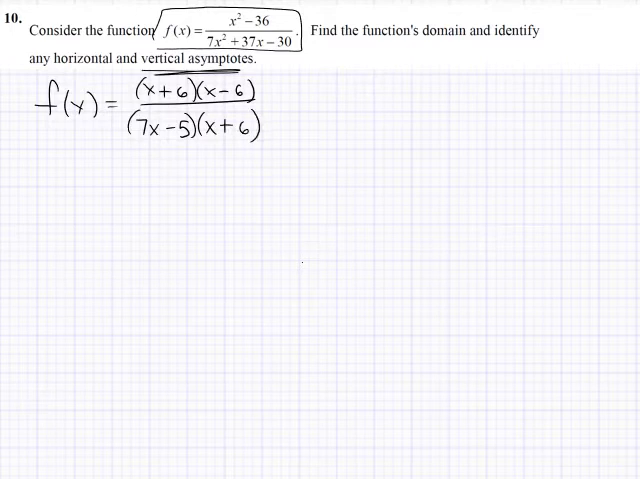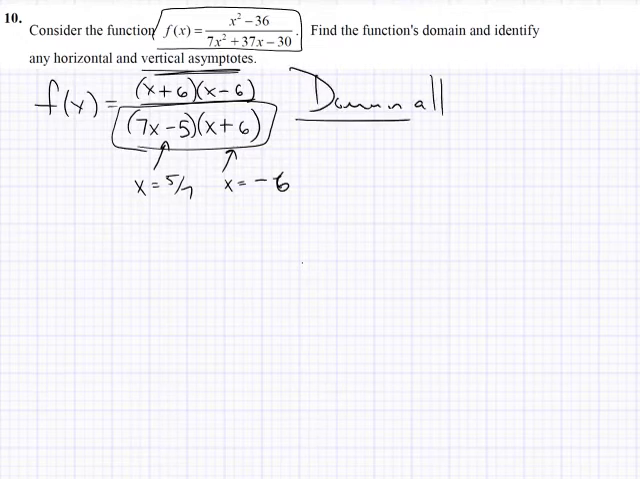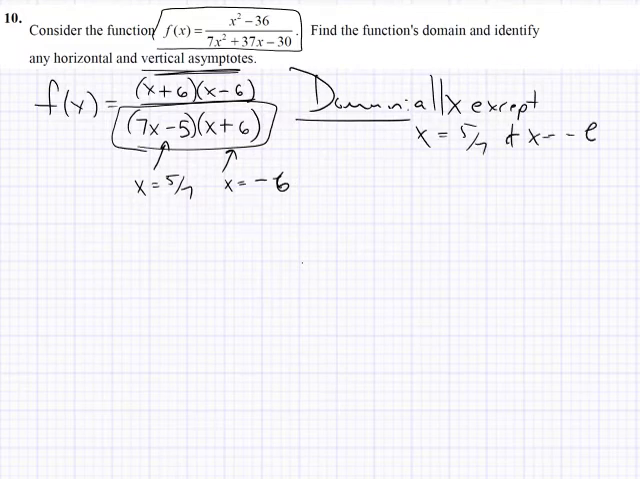And so domain is all about the denominator not being 0. And seeing it in factored form, we would see this would be 0 when x equals 5/7, and this would be 0 when x equals -6. So those are the things we don't want. So the domain is all x except x equals 5/7 and x equals -6.